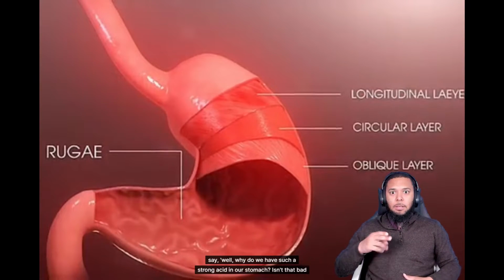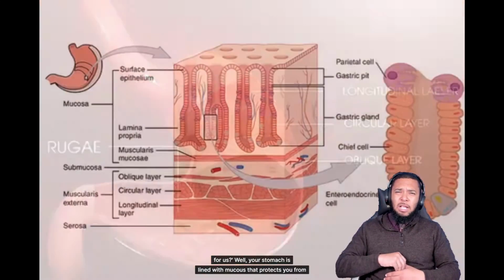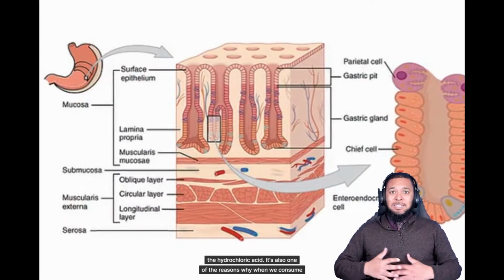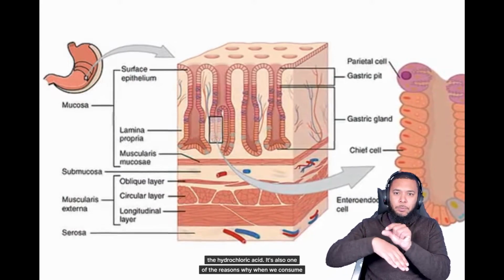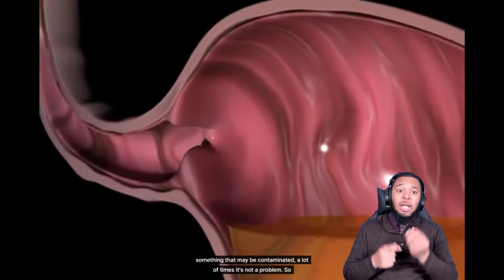Now, you say, well, why do we have such a strong acid in our stomach? Isn't that bad for us? Well, your stomach is lined with mucus that protects you from the hydrochloric acid. It's also one of the reasons why when we consume something that may be contaminated, a lot of times it's not a problem.